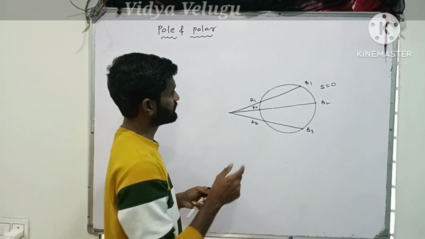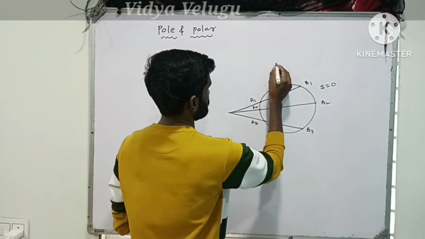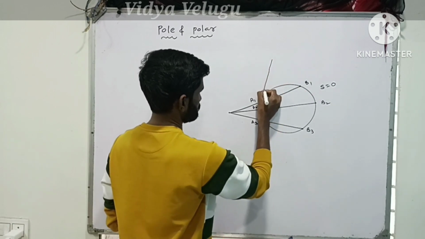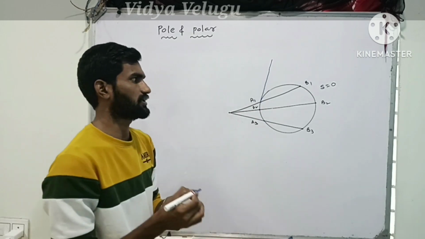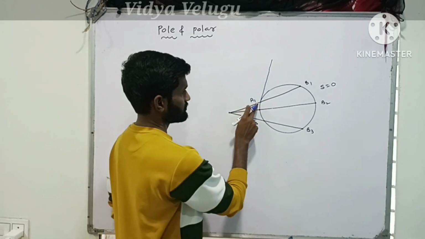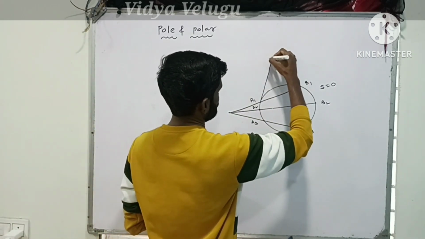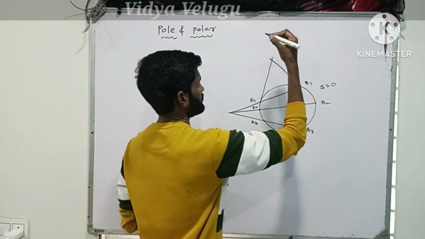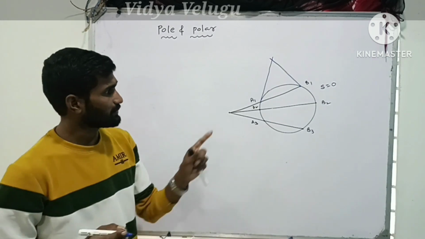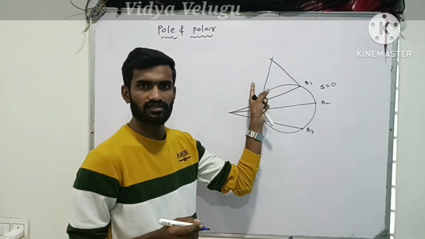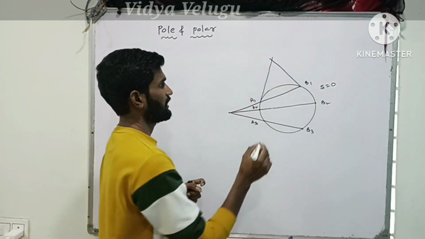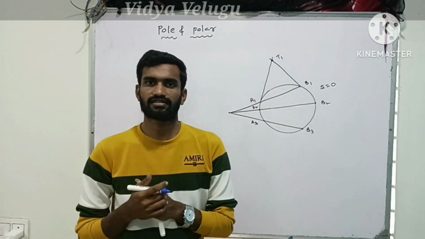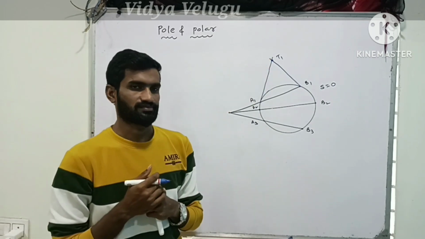So if I draw the tangent at A1 to the circle, it will be like this. So this is the tangent, we already know. Next, if I draw the tangent at B1, this is the tangent at B1. Now just observe here, these two tangents intersected at one point. Let us consider that point is T1.